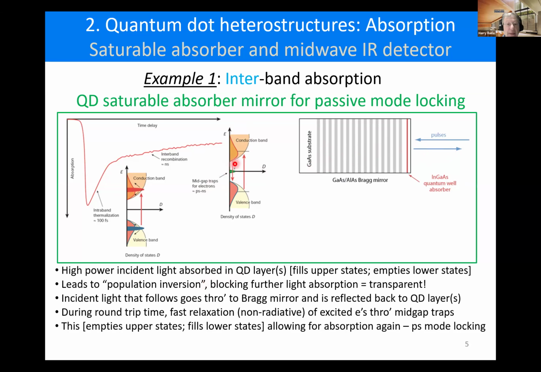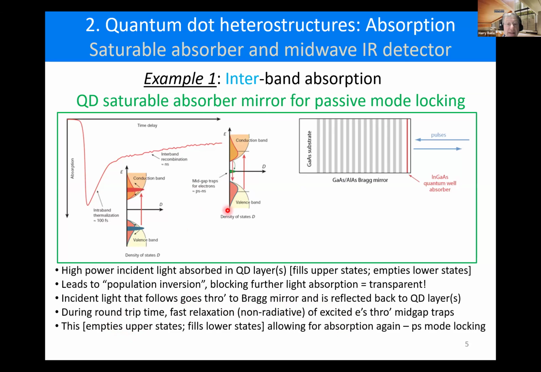So basically we have the states emptied beneath and filled above while this is going on. We call it a population inversion because a normal population would be filled lower states and empty upper states. So in that period, we have a transparent system, as I mentioned earlier. And the Bragg stack here reflects the light back through that cycle to the quantum dot layer. And during the round trip, the fast relaxation through the quantum dots, through those mid-gap traps, is basically controlling this process.